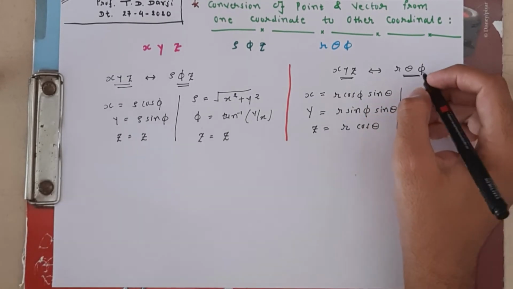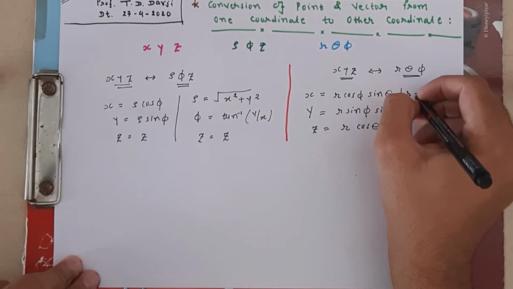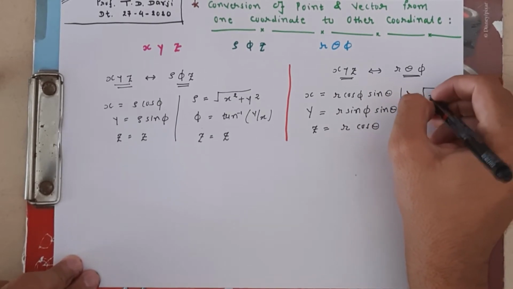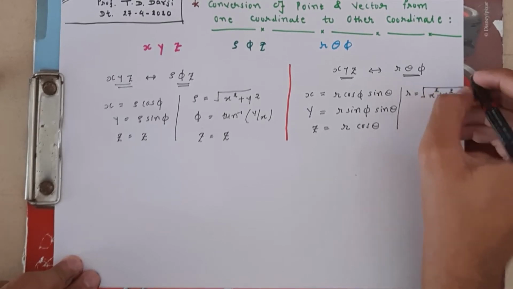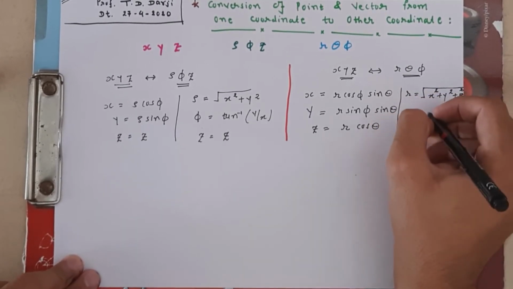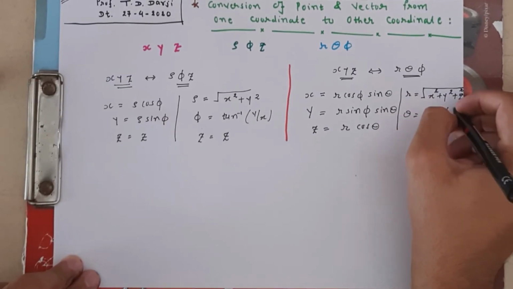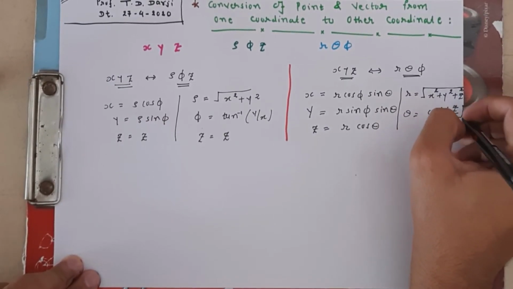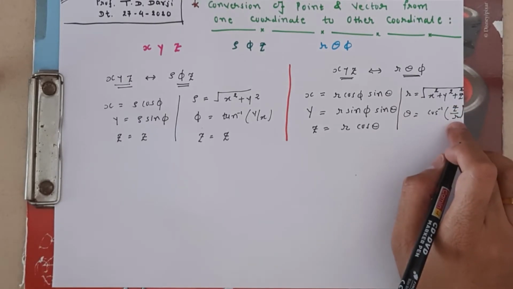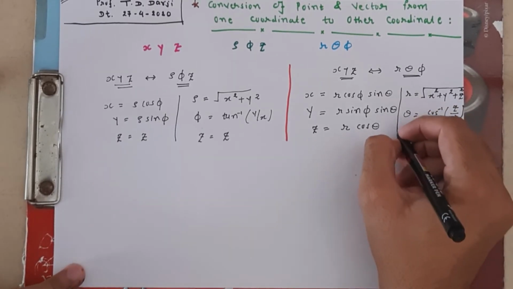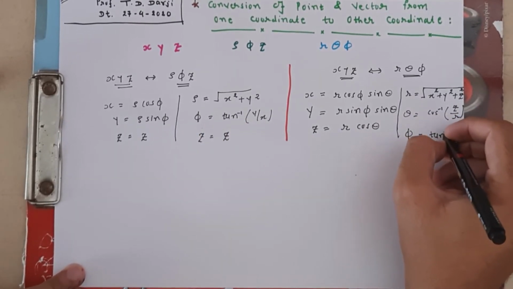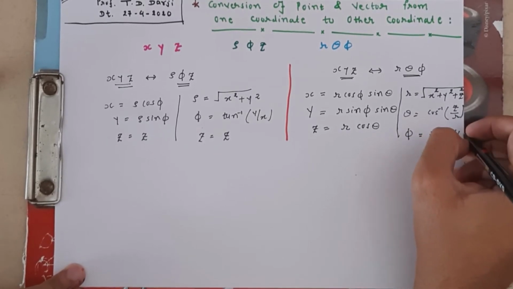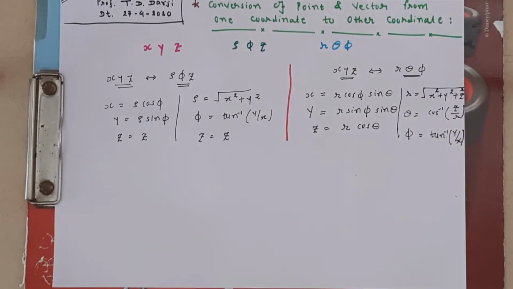And r is equal to the square root of x squared plus y squared plus z squared. Theta is equal to cos inverse z by r, or you can write z divided by the square root of x squared plus y squared plus z squared. And phi is the same: phi is equal to tan inverse y by x. So these are the relationships between these two coordinate systems.